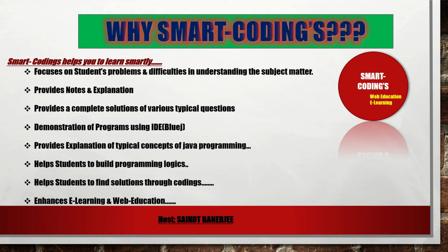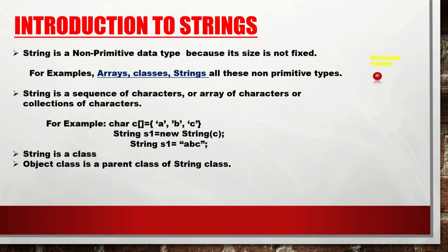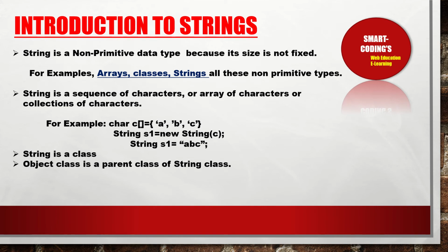So let's get started with string in Java. Now, as you can see, students, there are basically two types of data types in Java, that is primitive and non-primitive. Under primitive, there are integer, float, character, double, boolean, byte, short, long, and all these things. Total 8 are there, and those 8 have a fixed size. But in case of non-primitive types like arrays, classes, or strings, their size is not fixed.